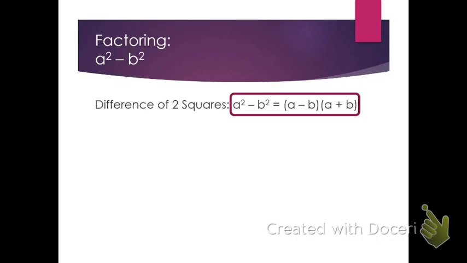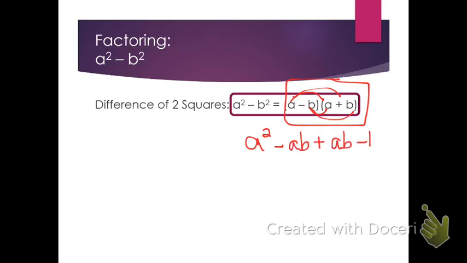times a plus b. Now this should look familiar because we did talk about conjugates earlier in the course, where these are called conjugates, and when we multiply them together, the middle two terms end up canceling out. So if I were to multiply these by distributing, I'd get a squared minus ab plus ab minus b squared, and then these two terms in the middle cancel out, and I get a squared minus b squared.